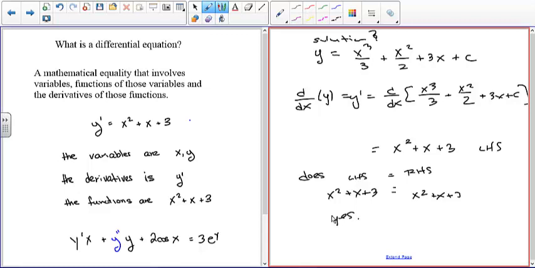Now, if you look down here, there's another differential equation: y prime times x plus y double prime times y plus 2 cosine x is equal to 3y e to the y. So again, it satisfies the same requirements. It involves variables, x and y. It involves functions, so things like the cosine of x is a function, e to the y is a function. And it involves derivatives of those functions. You've got the first derivative, dy/dx, and the second derivative, d squared y/dx squared.